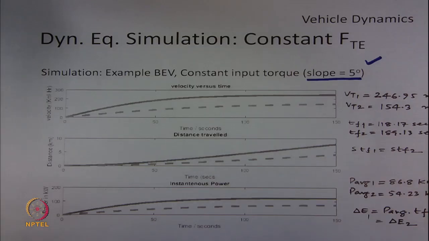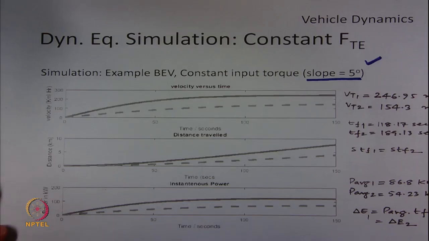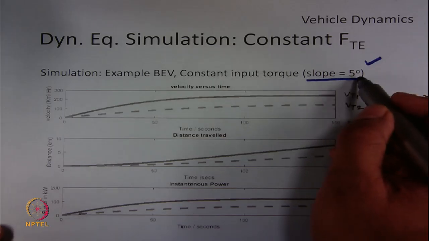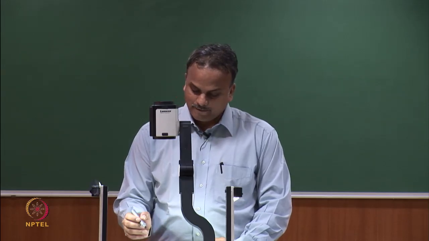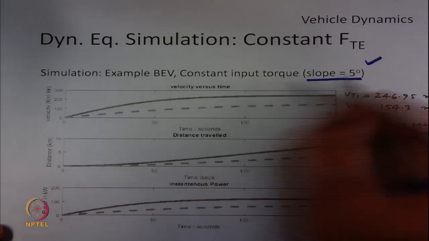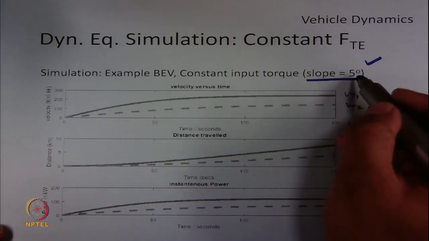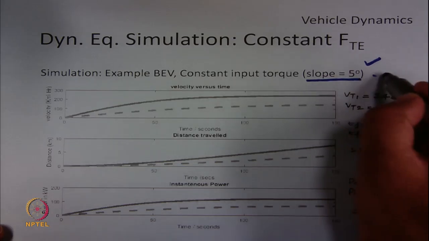In our previous case we assumed the value of slope as 0, but if the vehicle is driving on a constant slope of 5 degrees, then what will be the graphs and the values of voltage, distance and power? The second case, with a slope of 5 degrees, is plotted in dotted line.